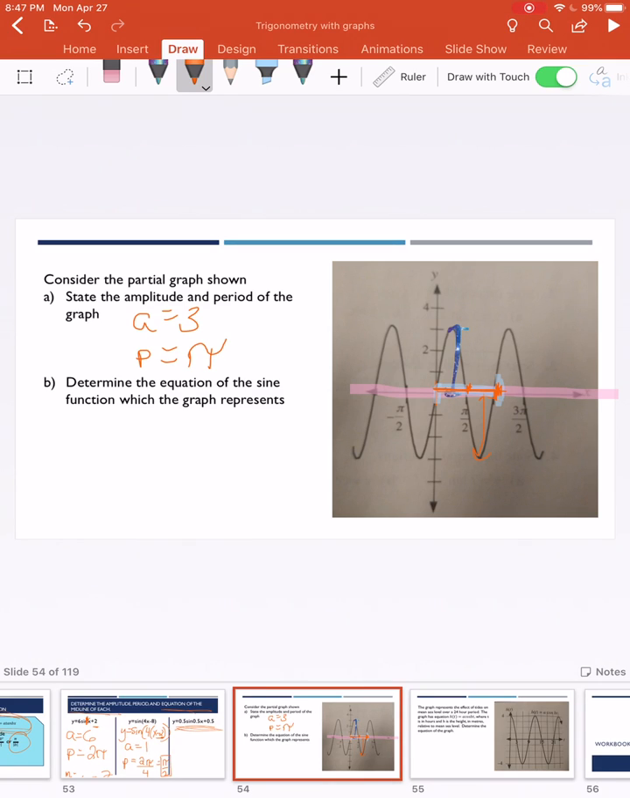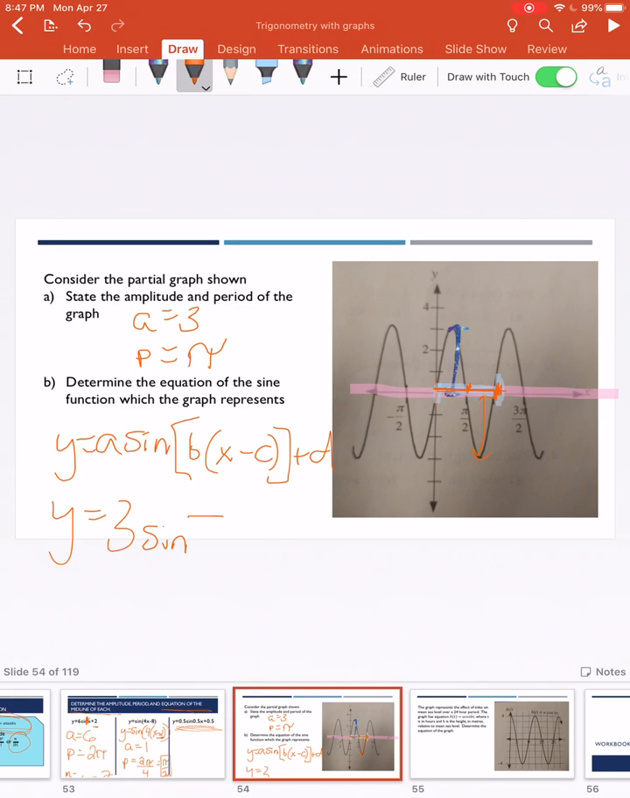It says determine the equation of the sine function. So we need to see if we can fill this in now. Okay, so I know my amplitude is 3, so my a value is 3. My b value, because my period is pi, we can use that equation. So period equals 2 pi over b, which means b equals 2 pi over the period. So the period is pi. So b equals 2 pi over pi, which is just 2. So I know my b value is 2.